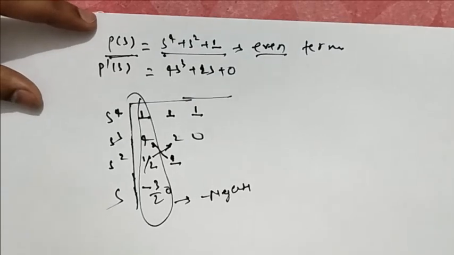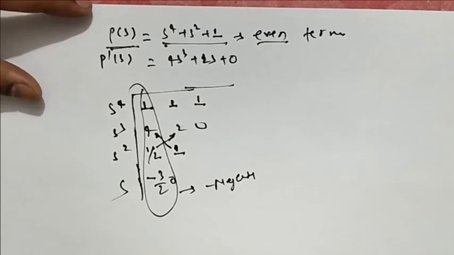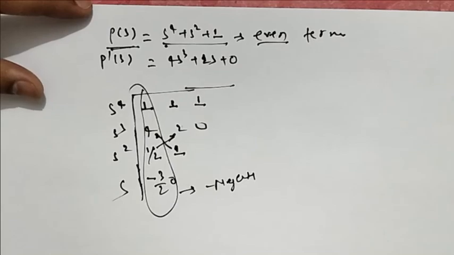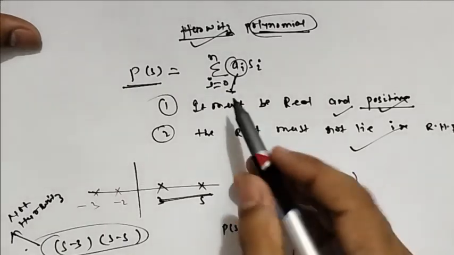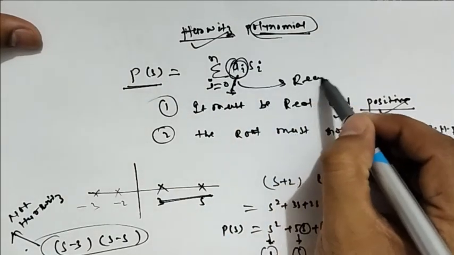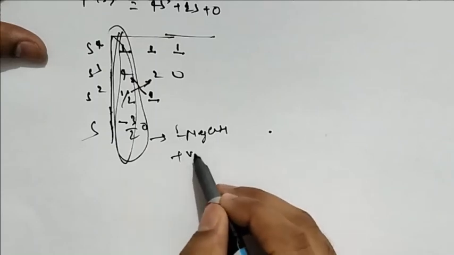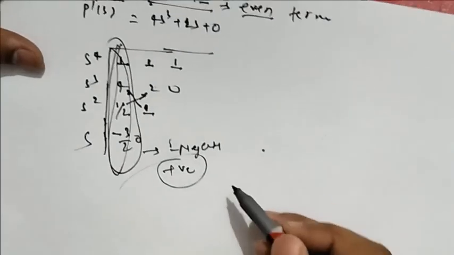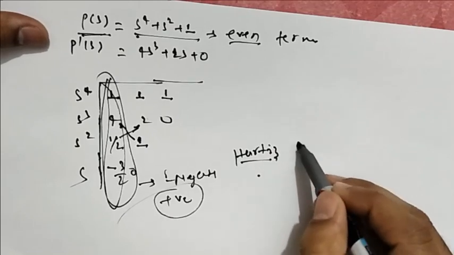Now we have seen in the first column, we got a negative sign, so this will be not Hurwitz. We must not get a negative sign, that is why we are checking. Here we told that this a_i must be real and positive, so we are seeing the first column must be positive. So by this we can say whether the polynomial is Hurwitz or not.